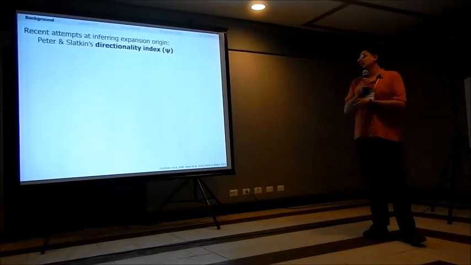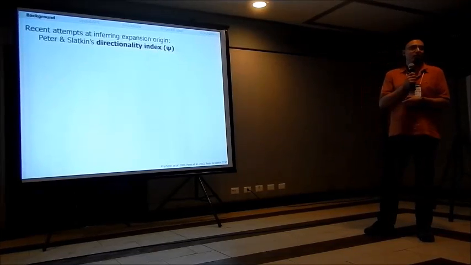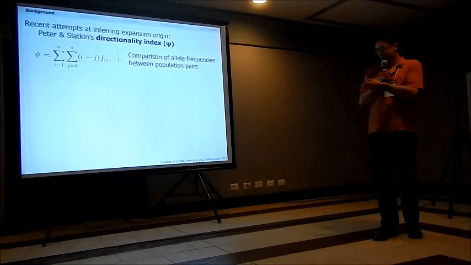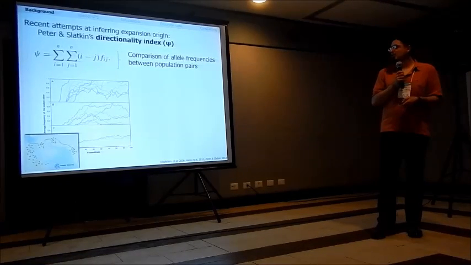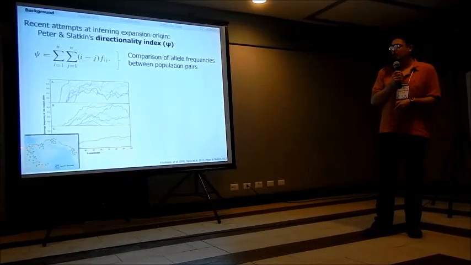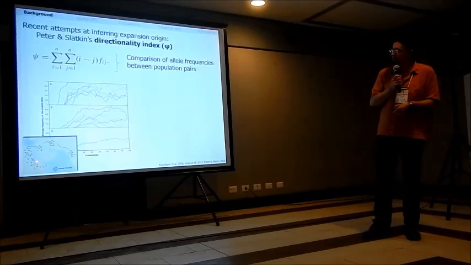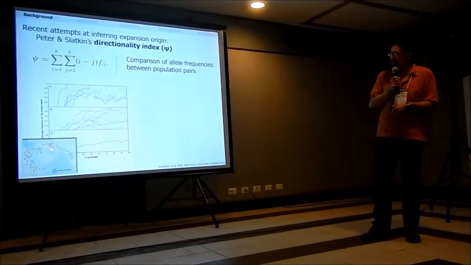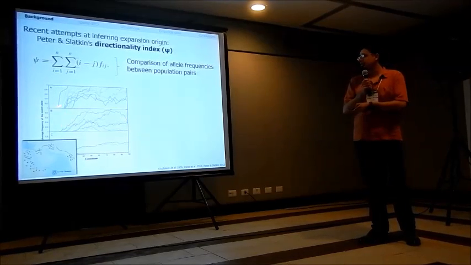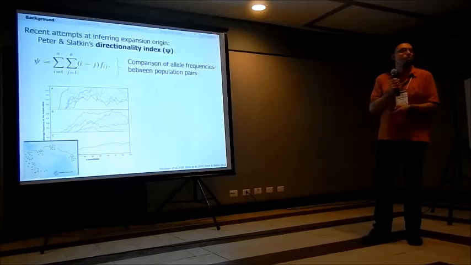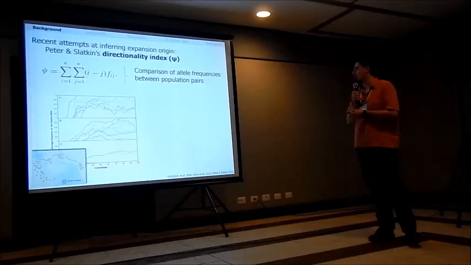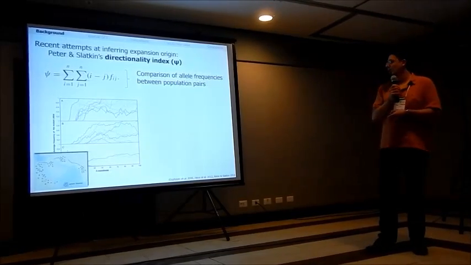More recently, Peter and Slatkin came up with another approach called the directionality index. This approach is basically a comparison of allele frequencies between pairs of populations. The underlying notion for this statistic is the common pattern of reduction in the number of alleles represented. Hopefully you can see over here there are circles of different colors, and the number of colors keeps reducing as you move away from the source. What that shows is that some alleles will reach fixation, and other alleles will disappear from the population, and therefore you can capture those relative frequencies between population pairs to infer where the origin is.